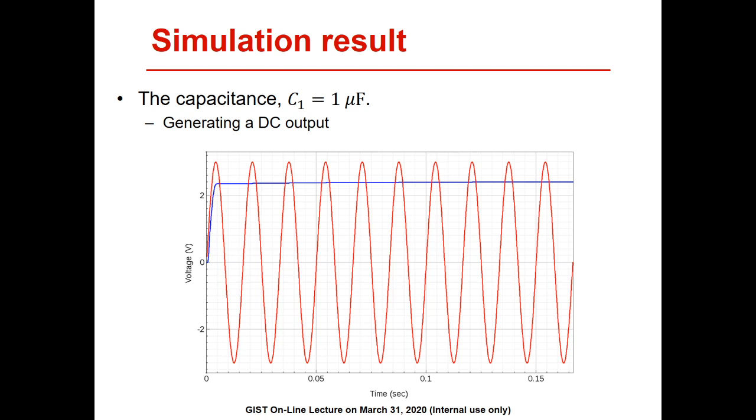This figure shows the numerical result for a capacitance of 1 microfarad. As discussed in the previous slide, the voltage rapidly increases in the first period. In the next period, it still increases, but very slowly. After several periods, we have almost a DC voltage. Therefore, the circuit successfully generates a DC voltage from a sinusoidal input voltage.